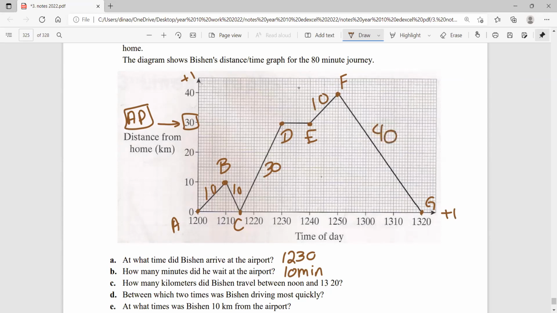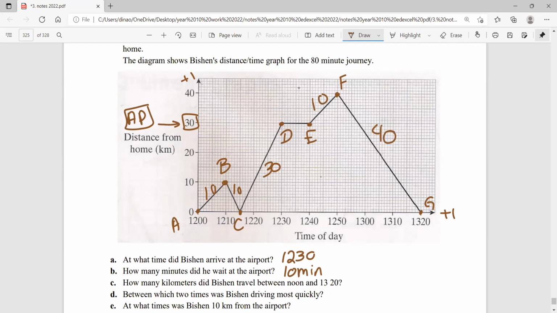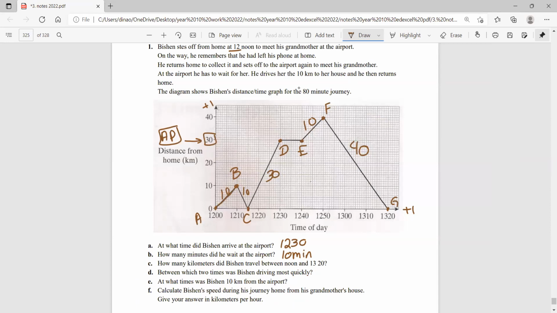So 10 plus 10, 20. 20 plus 30, 50. 50 and 10 is 60. And then back home, 40. So it's 100 kilometers in total. Okay, between which two times was he driving the most quickly?